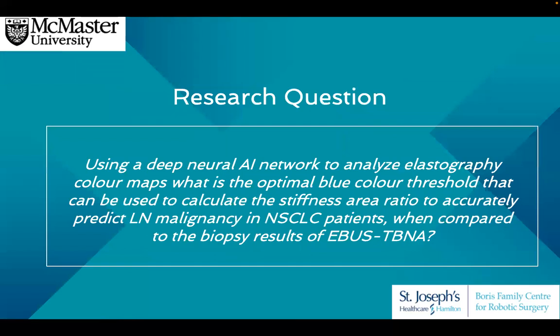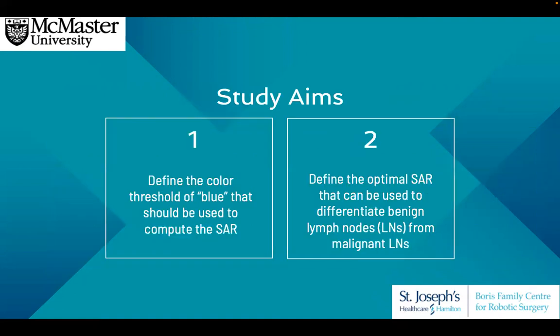The research question we're trying to answer, using a deep neural AI network to analyze elastography color maps, is: what is the optimal blue color threshold that can be used to calculate the stiffness area ratio to accurately predict lymph node malignancy in non-small cell lung cancer patients when compared to the biopsy results of EBUS TBNA? We have two research aims. The first is to define the color threshold of blue that should be used to compute the stiffness area ratio. And the second is to define the optimal stiffness area ratio that can be used to differentiate benign and malignant lymph nodes.